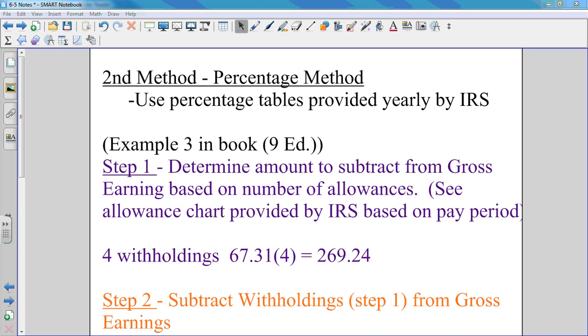Okay, the second method of finding federal withholding, like I said, instead of printing pages and pages and pages of tables, you can do this method. Now, this is on page 225 in your book. So open up your book, page 225.